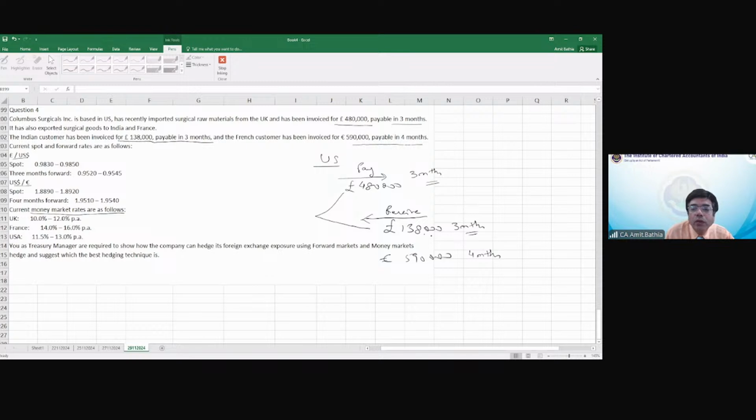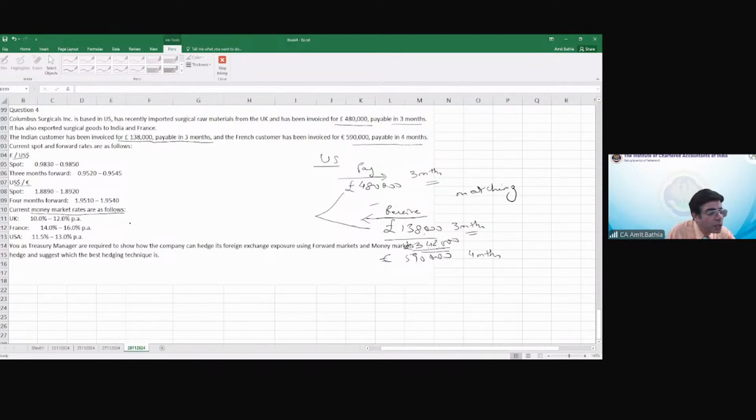Exactly, right? You have to do the netting over here, or rather, the principle that we have learned is the internal technique. You can match the two deadlines. These two are falling due on the same date. So I can essentially say this is received, this is payment. So I have a net exposure of 480 minus 138, something like 342. So I will take a forward cover for 342,000 pounds. 590 is after 4 months, and anyway it is a different currency. All right. Very good.